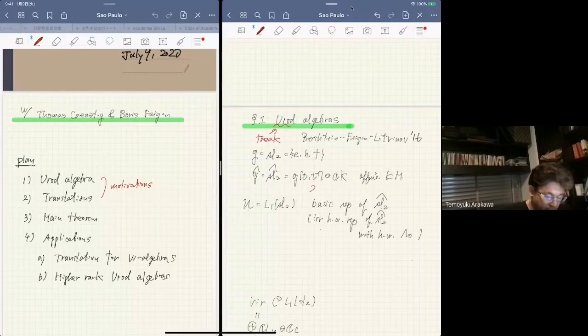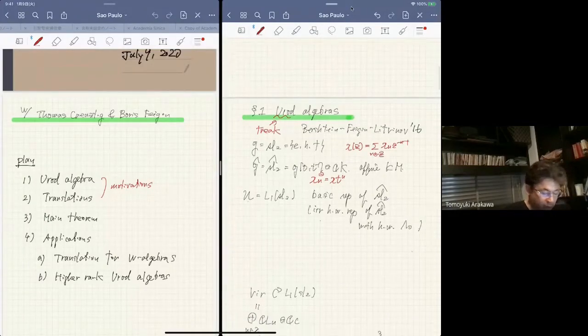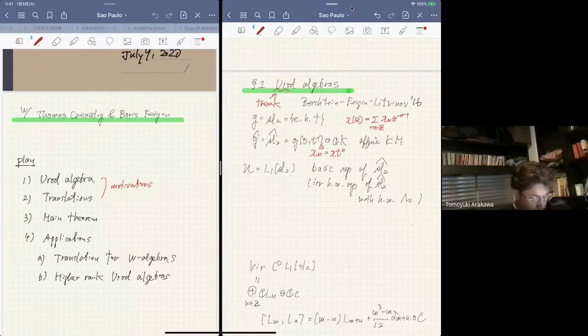I write x_n to mean x t^n, which is an element here, where x is an element of G and n is an integer. And then I use the generating function like this. So anyway, Urod is just a basic representation of SL2 hat. This is an irreducible highest weight representation of SL2 hat with highest weight lambda 0 in the standard notation.